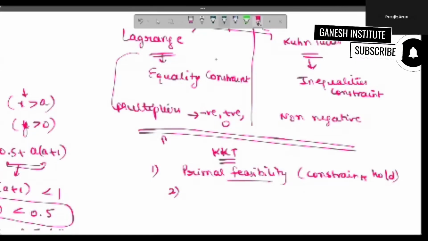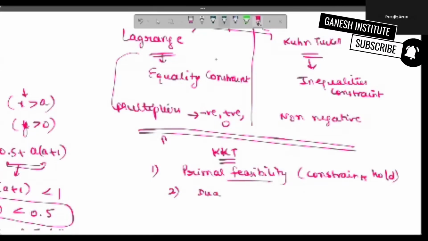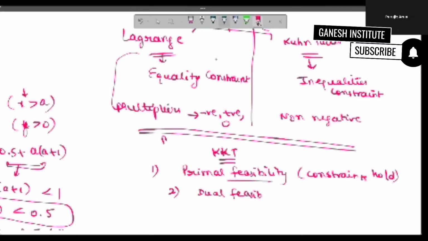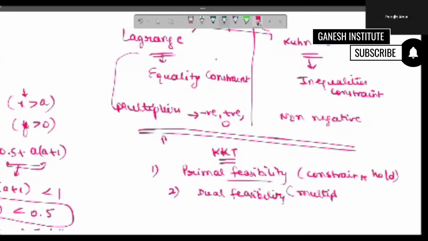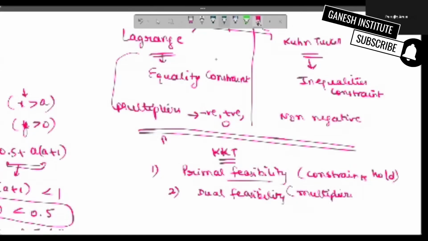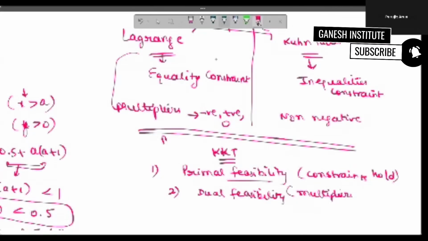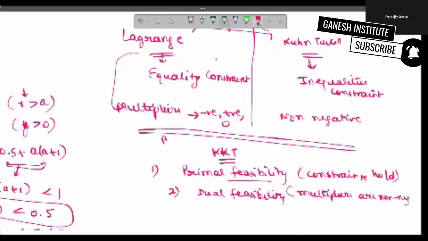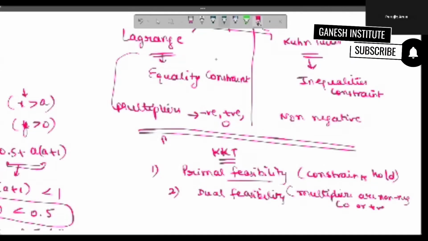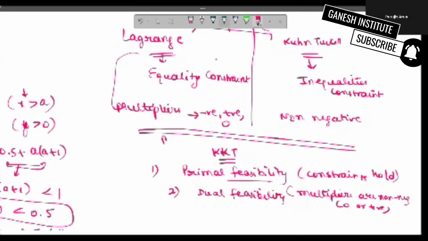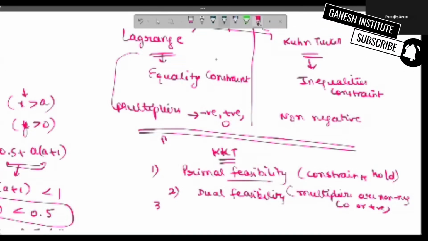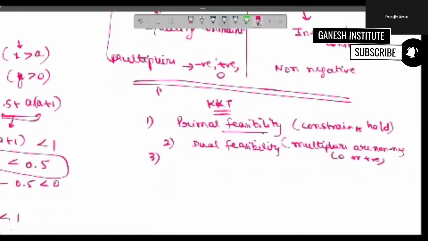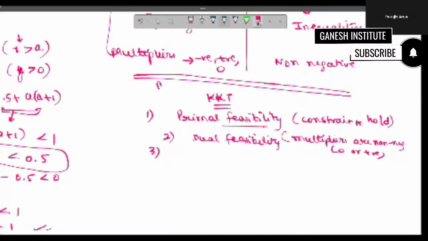Then they have dual feasibility. That means the multipliers are either zero or positive. Only two things are possible. They are non-negative. This thing, multipliers are non-negative, is called dual feasibility, okay? So two values are possible, zero or positive.